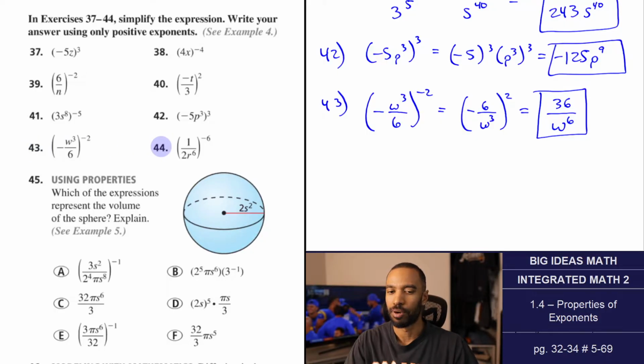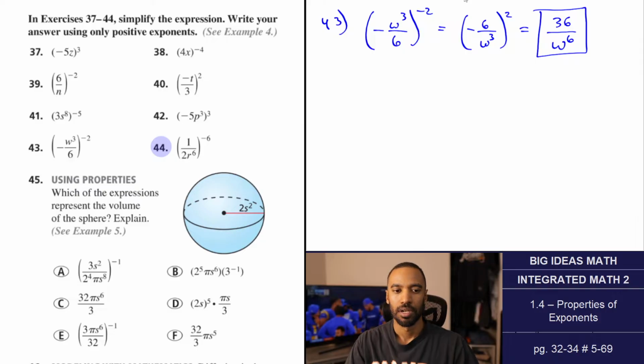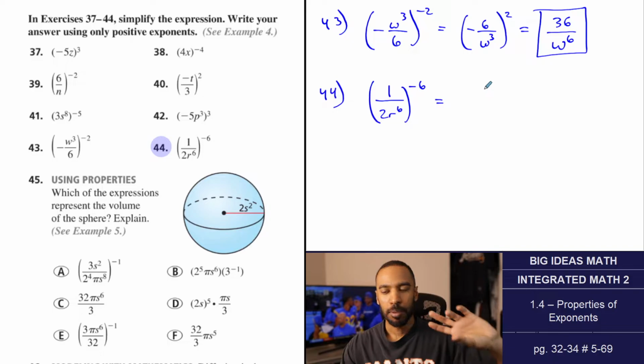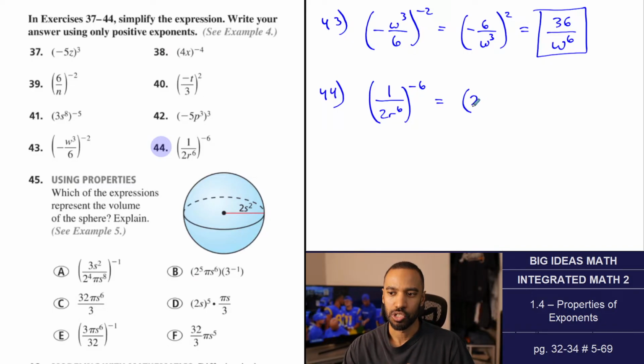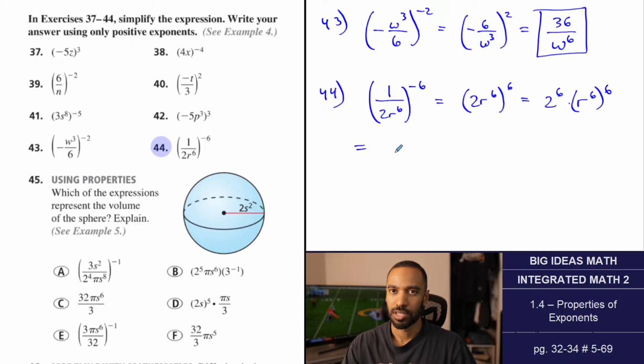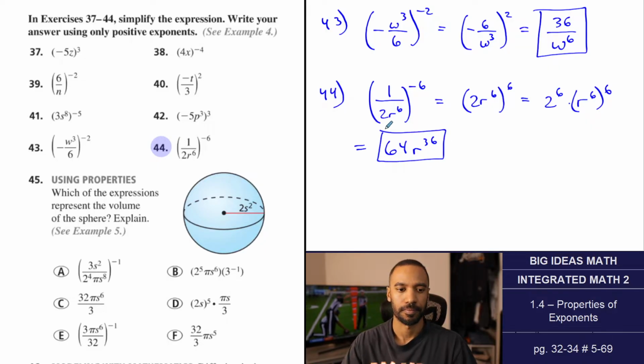And lastly, number 44, at least for this section, 1 over 2r to the 6th to the negative 6th power. Flip the fraction. 2r to the 6th over 1 is just 2r to the 6th. And now this 6 is positive. Now I get to raise 2 to the 6th power and r to the 6th to the 6th power. 2 to the 6th is 64. r to the 6th to the 6th is r to the 36th power as you multiply them.